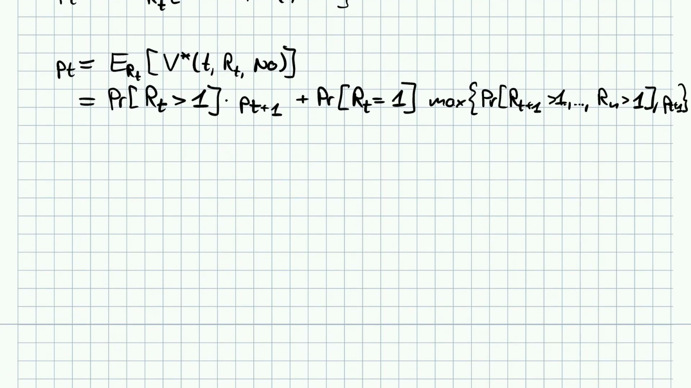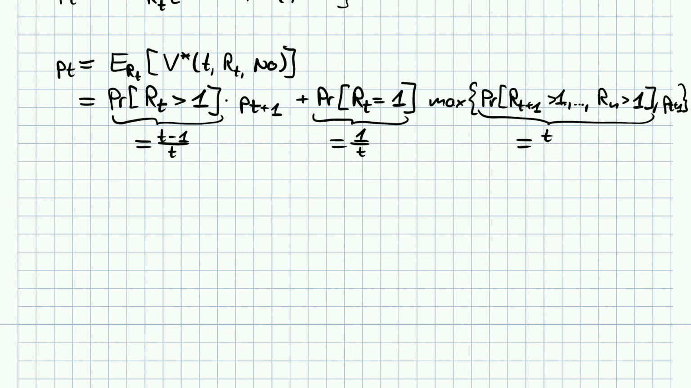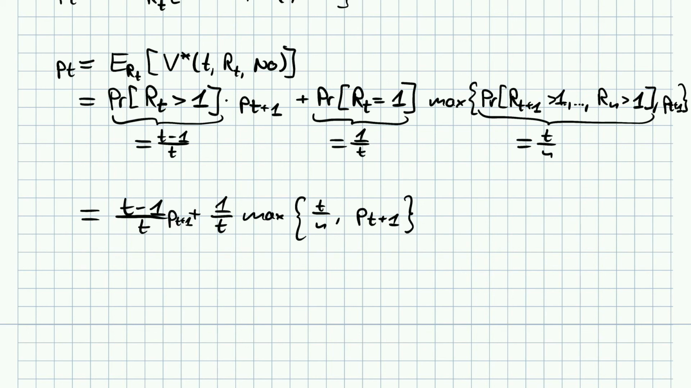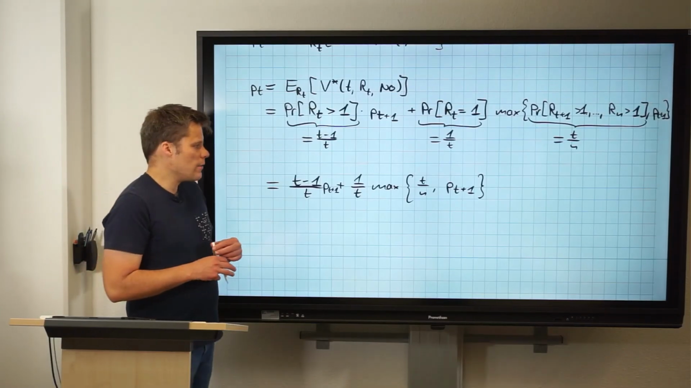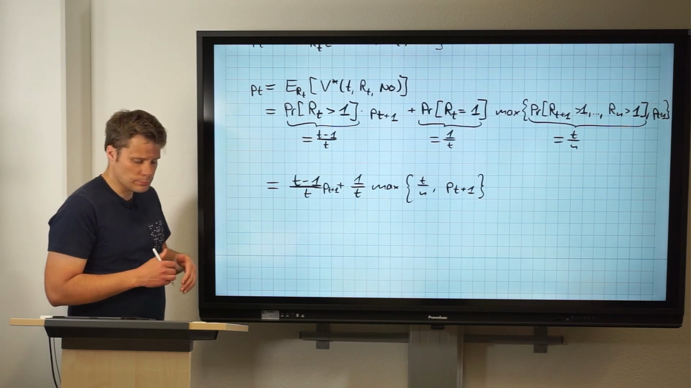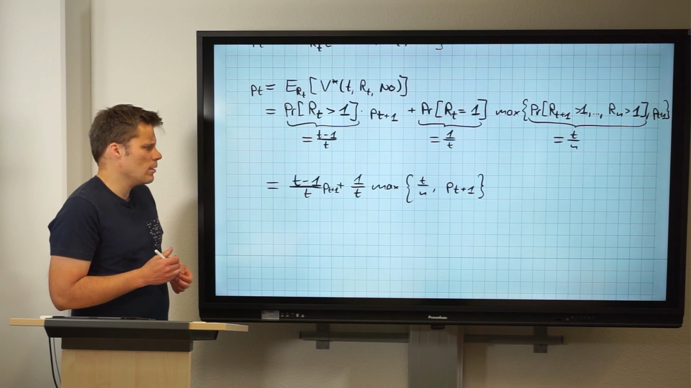So what are these probabilities here? This probability is t minus 1 over t, whereas this probability is 1 over t. And this probability here is equal to t over n. This is something that we figured out earlier. Now what does this mean? This P_t is now equal to (t minus 1) over t times P_{t+1} plus 1 over t times the maximum of t over n and P_{t+1}. And now we have a recursive formula for the P_t, which we can solve.